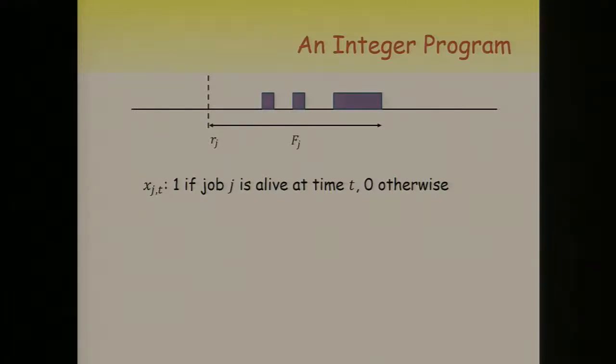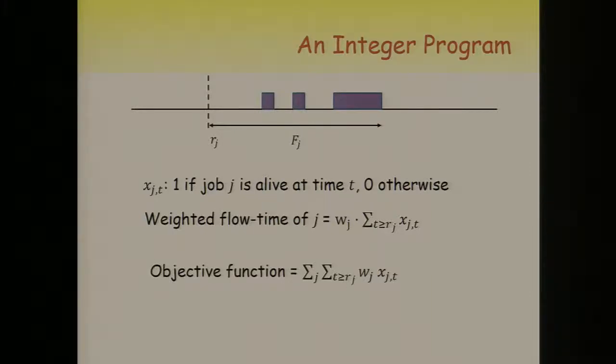So let's see how we can write down the flow time of a job j. Remember, what is the weighted flow time of a job j? It's weight times the amount of time it spends in the system. And that I claim can be written like this. Look at every time after its release date and look at the value of xjt. If you add up this thing, it's exactly equal to the amount of time it's going to spend in the system. So my job is to minimize the sum over all jobs of this quantity. So this is my objective function. I've written down my objective function as a linear function of xjt variables.